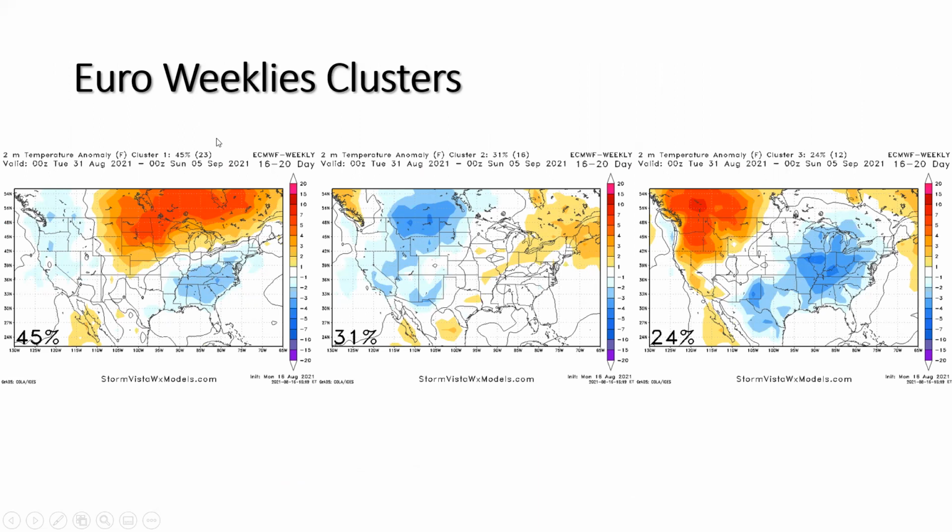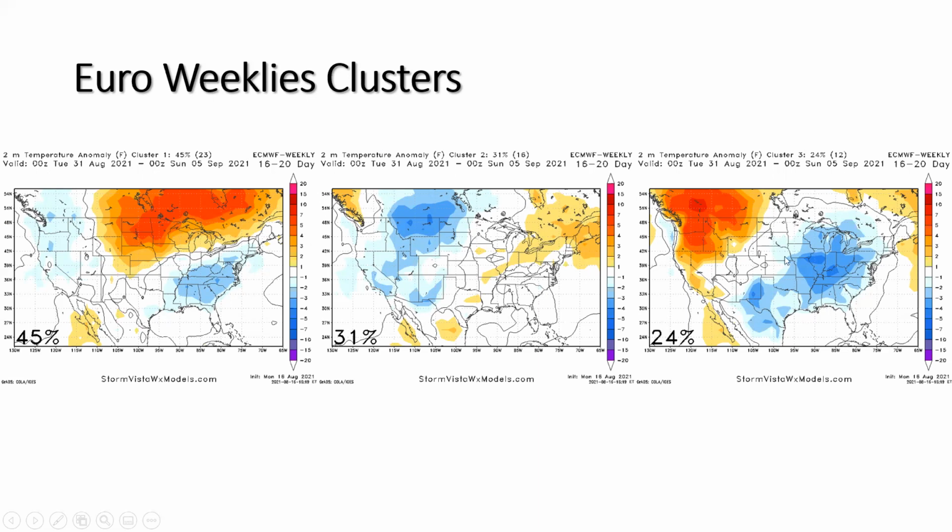These are the Euro Weekly clusters from last night's update, and just to give you an idea of what the spread is among the members, they had a lot of cool western cases there. There's only 24% that had a really strong PNA ridge look, a big ridge in western Canada there. This over the top look is something we've been seeing a lot this summer. There's been some really strong heat anomalies in Canada and less in the lower 48, and that's been causing trouble with our CDD forecast, I guess.